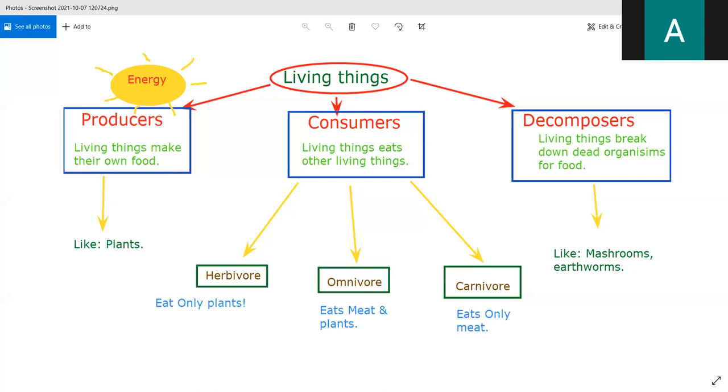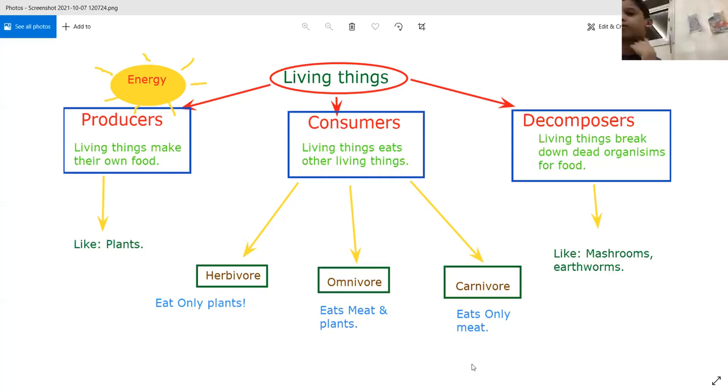We are talking about living things, and we divided all the living things into three groups: producers, consumers, and decomposers. Okay, who make their own food? Living things that make their own food. What do I call them? A producer. We call them producers. They make their own food. What do they use to make their own food? Sunlight. Excellent. Like who? Like plants. Excellent.